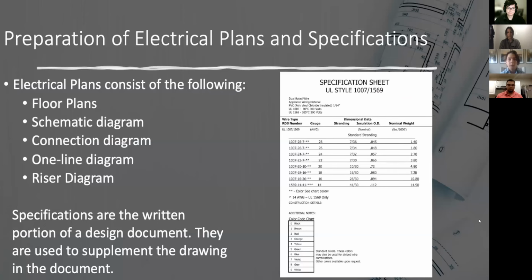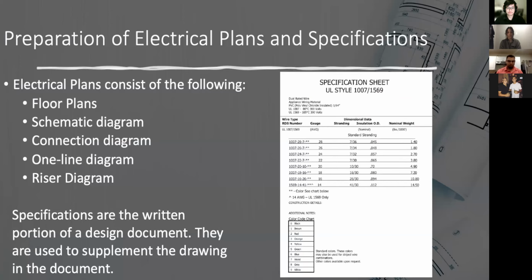And then you have your preparation of electrical plans and specifications. Electrical plans consist of the following. There are floor plans, in which the electrical devices and equipment are shown on an architectural background. Then you have the schematic diagram, which is also called an elementary diagram. This illustrates the circuitry of a system.